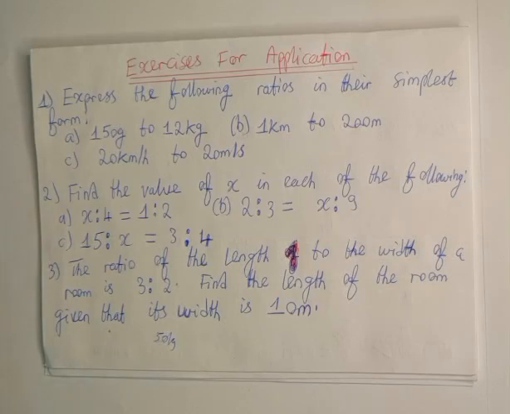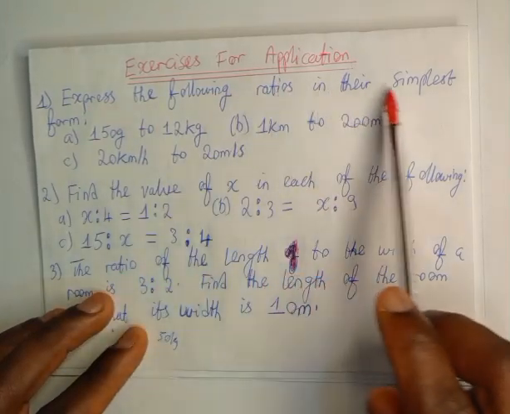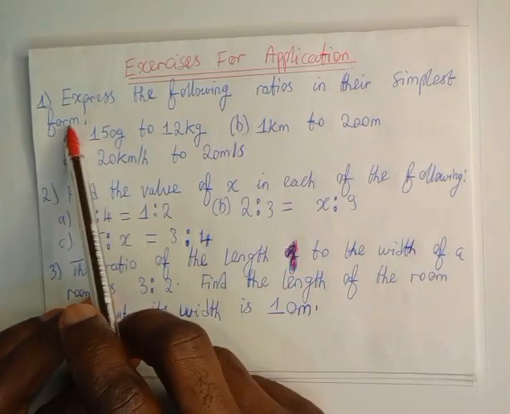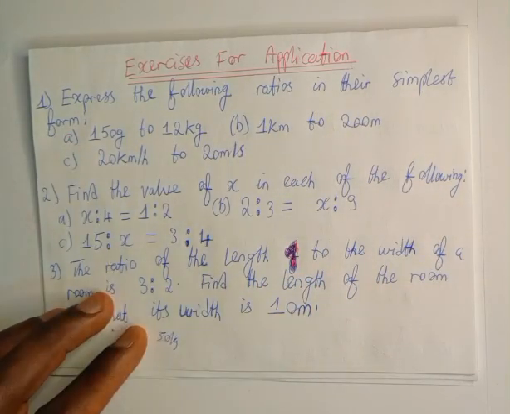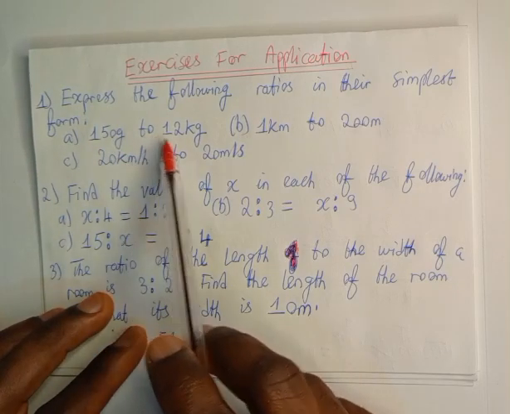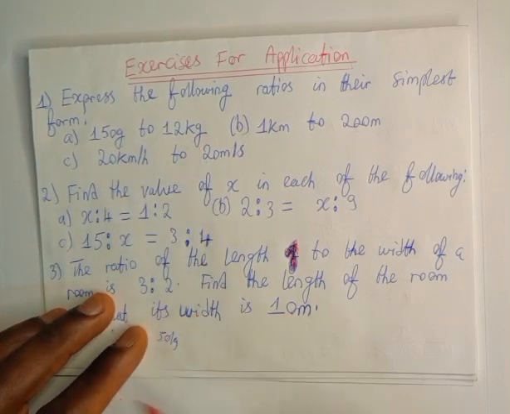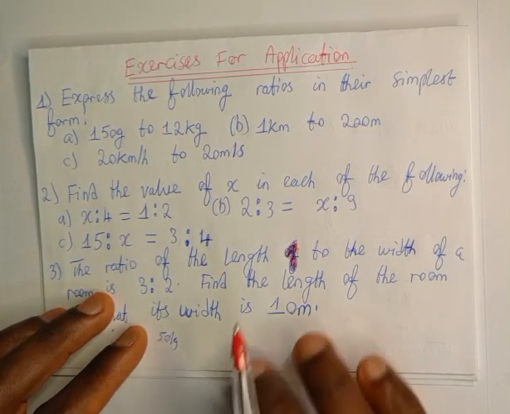We are to answer the following exercise for application under ratios. Question 1 says express the following ratios in their simplest form. For A, we have 150 grams to 12 kilograms. We know grams and kilograms are all units of measuring mass.